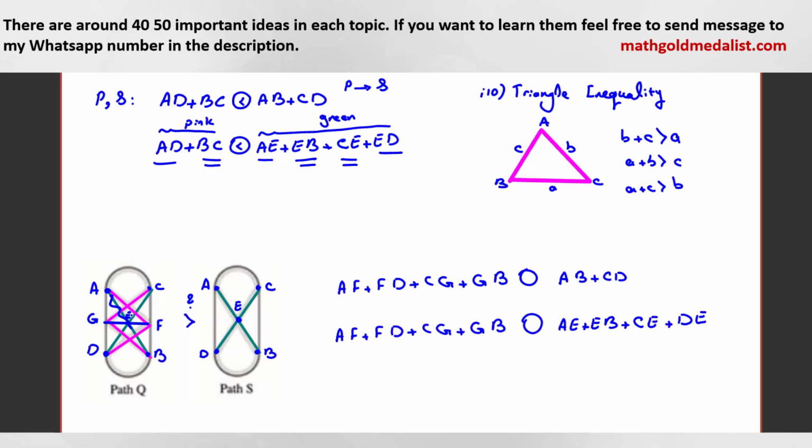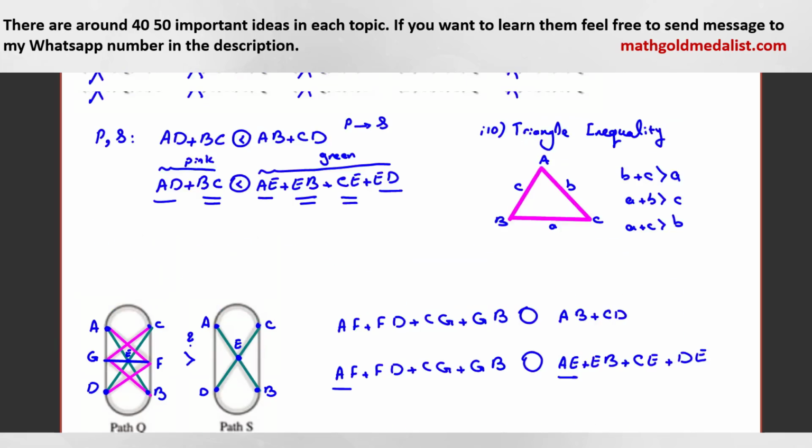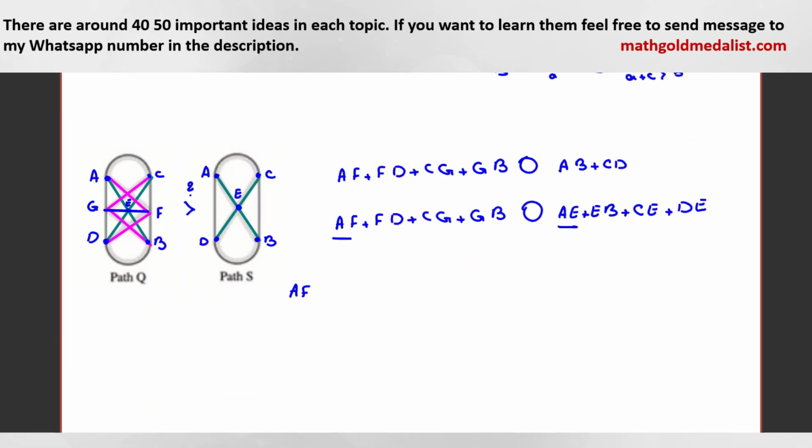So AE is smaller than AF. Why is AE smaller than AF? The reason is what? By Pythagorean theorem, it will be idea 11. Idea 11, Pythagorean theorem. If you apply this, how can we prove AE is less than AF? Try first on your own.